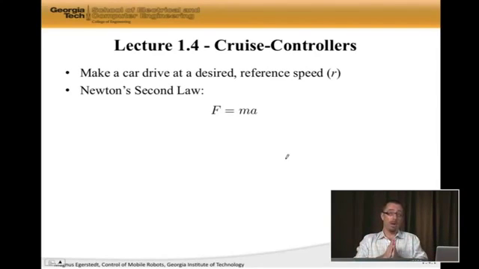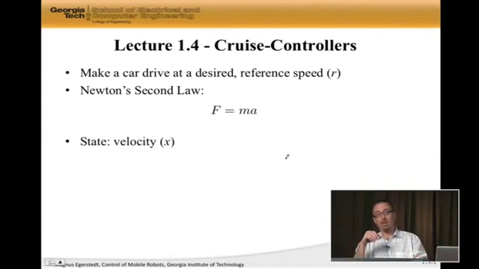And Newton's second law says that the force is equal to the mass times the acceleration. Now, this is what we're going to have to start with. There's nothing we can do about this. It is what it is. Now, what is the state of the system? Because we need to somehow relate Newton's second law to the state.